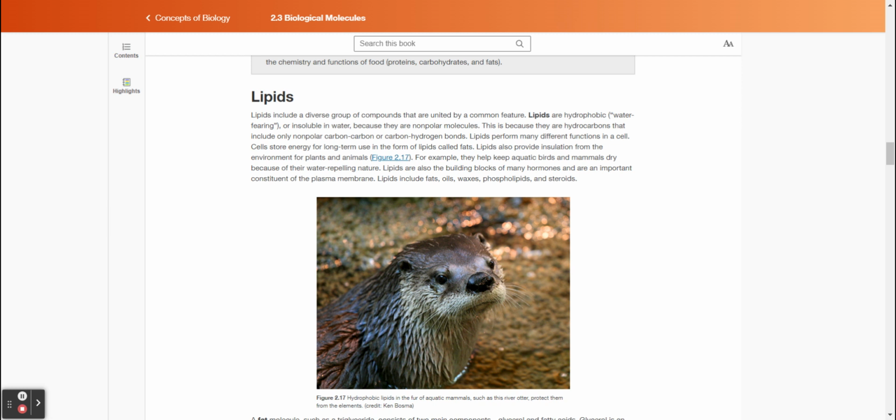Figure 2.17. Hydrophobic lipids in the fur of aquatic mammals, such as this river otter, protect them from the elements.